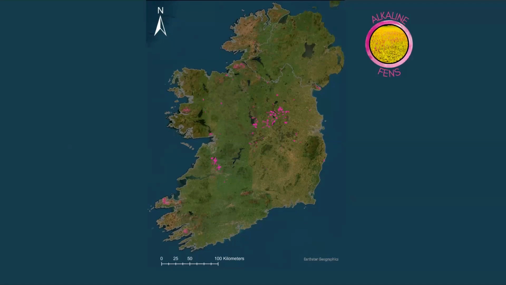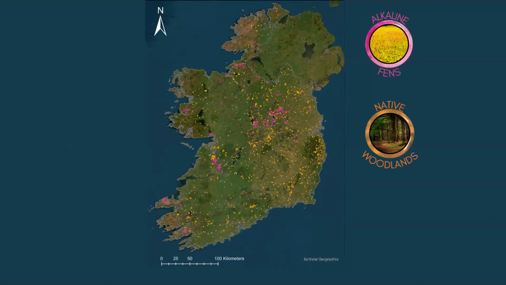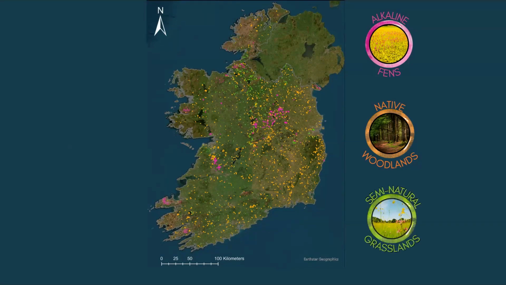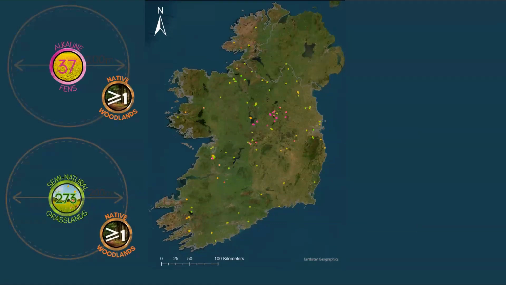in Ireland as well. You can see here these are only the SACs, the special areas of conservation, of alkaline fens. Native woodlands as well are very, very highly precious. And then you have the semi-natural grasslands, and they interact. For example, there are 37 alkaline fen patches which have at least one native woodland within a 200-meter radius, potentially a source for seeds. And that is the case for 273 semi-natural grassland patches. So progressive woody encroachment can become a problem for both of these open ecosystems.